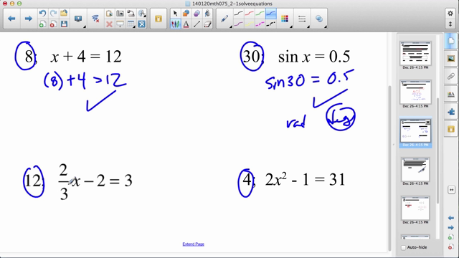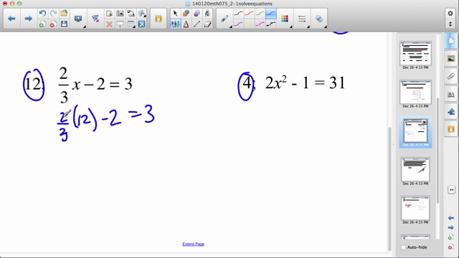Here's another one. Is 12 a solution? So 2/3 times 12, so 2 times 12 is 24, divided by 3 is 8. So 8 take away 2, is that equal to 3? No. So not equal, therefore 12 is not a solution, etc.